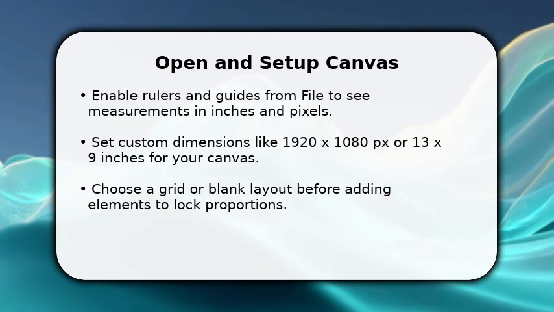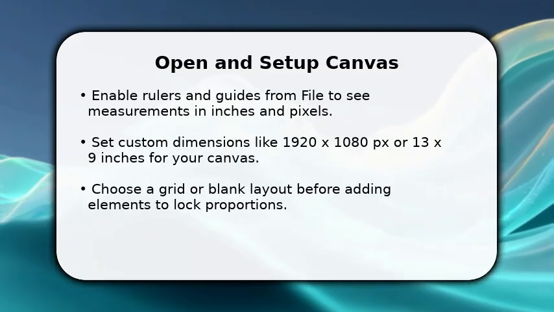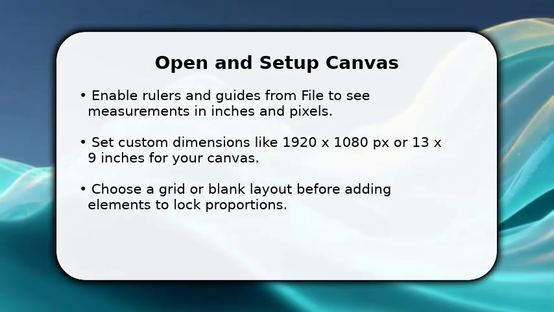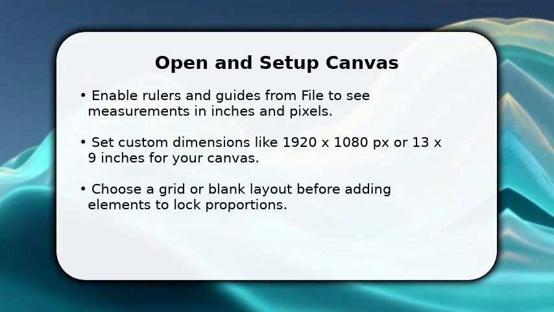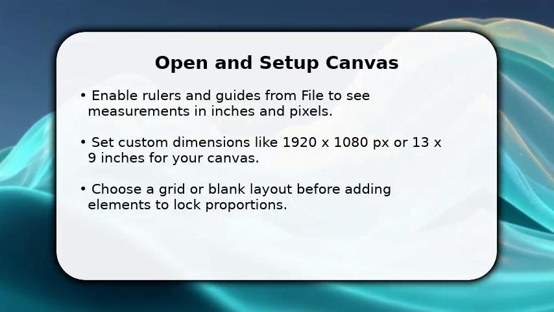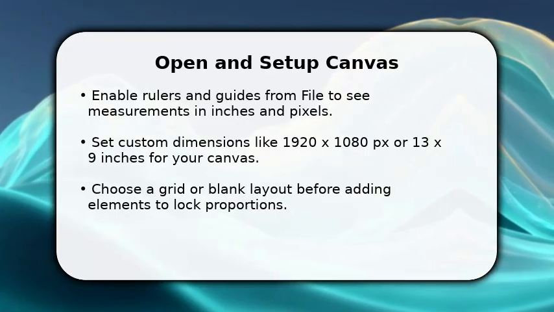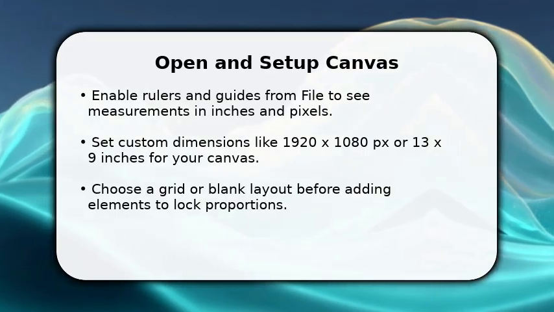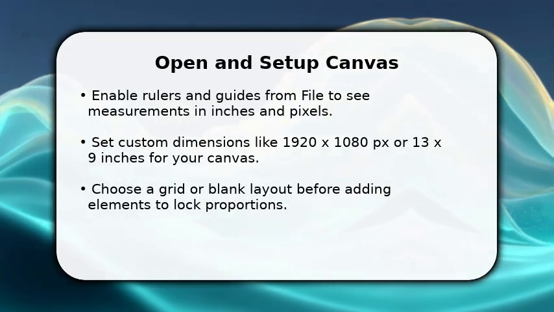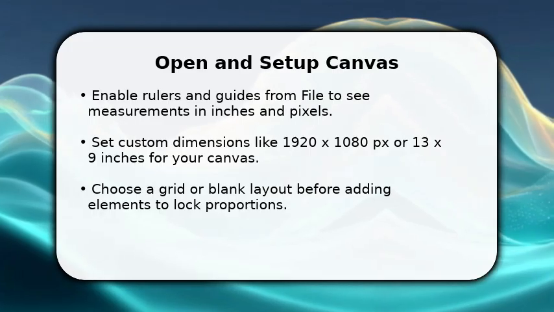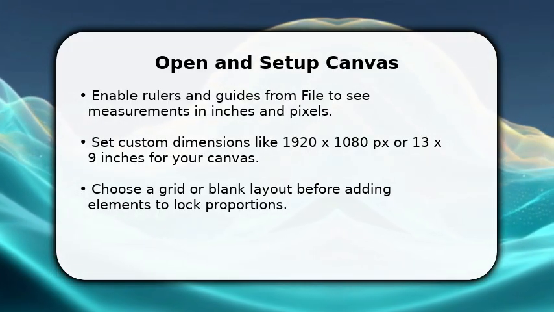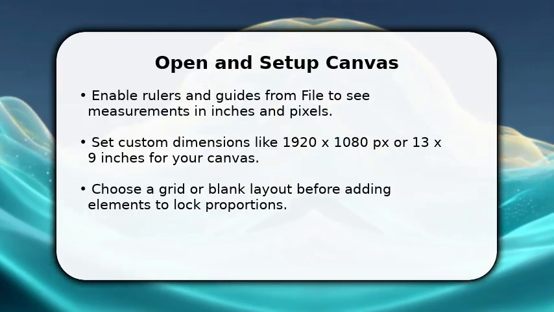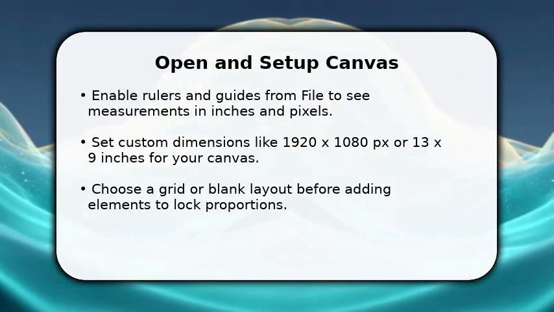Start by opening your design in Canva and selecting the correct file type. Go to File and enable Rulers and Guides to view inches and pixels. Click Resize or Custom Dimensions and enter values like 1920x1080px or 13x9 inches. Choose Page Setup to ensure orientation is correct and margins are visible. Pick a blank canvas or a grid template before adding elements to preserve alignment and proportions.